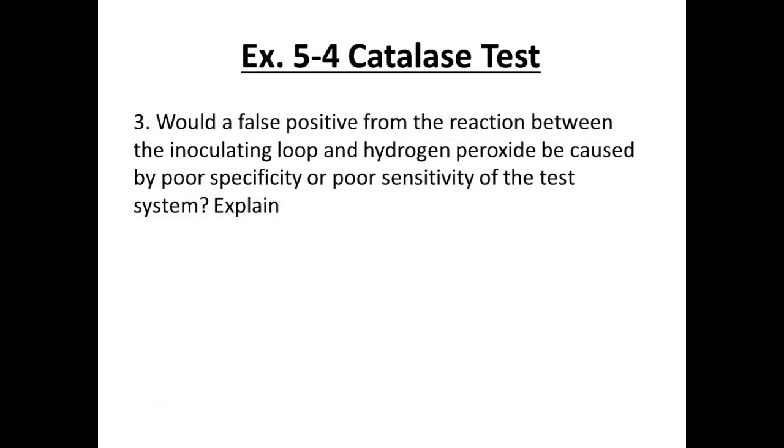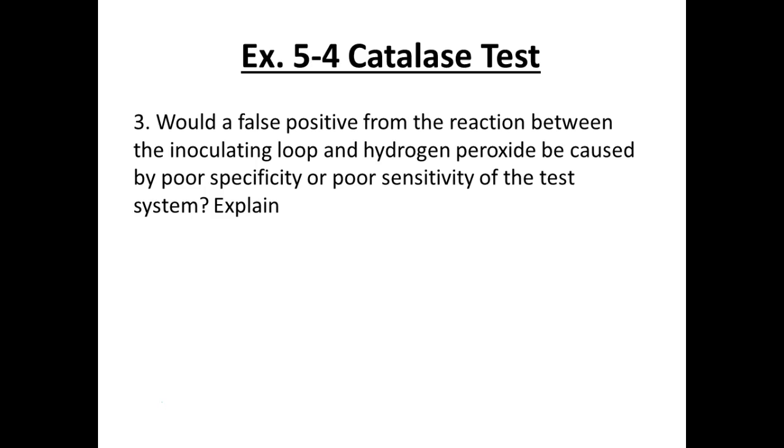With a false positive, and this is why it was important that we put the bacteria on the slide first and then added the hydrogen peroxide. Because what instrument do you use to add the bacteria to your slide? Your loop. What is your loop made out of? Metal. Metals can cause this reaction to happen, to cause hydrogen peroxide to turn into water and gaseous oxygen.